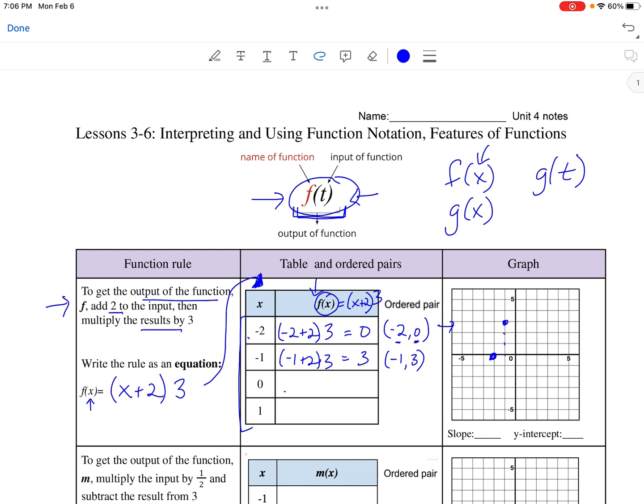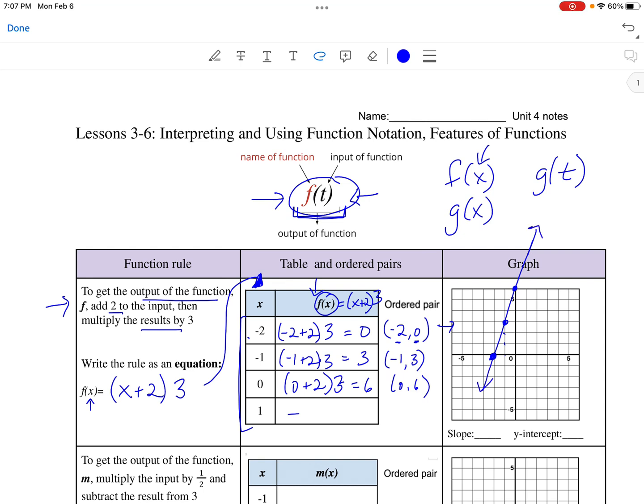You will figure these two out on your own here. When you graph them, actually let's do the 0 together. So we have 0 plus 2 times 3. So that will be 2 times 3 is 6. So 0, 6. So over 0, up 6. So now we can graph our line.